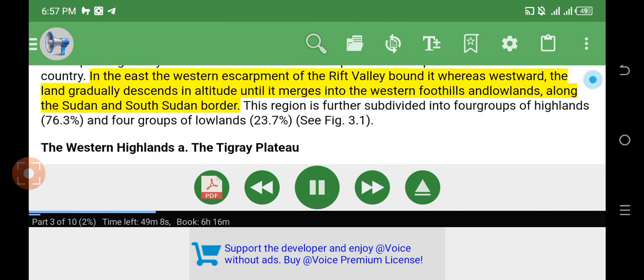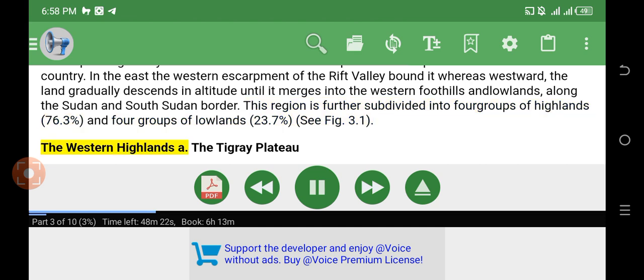The eastern and western segments of the Rift Valley bound it, whereas westward, the land gradually descends in altitude until it merges into the western foothills and lowlands, along the Sudan and South Sudan border. This region is further subdivided into four groups of highlands, 76.3%, and four groups of lowlands, 23.7%, see Figure 3.1.